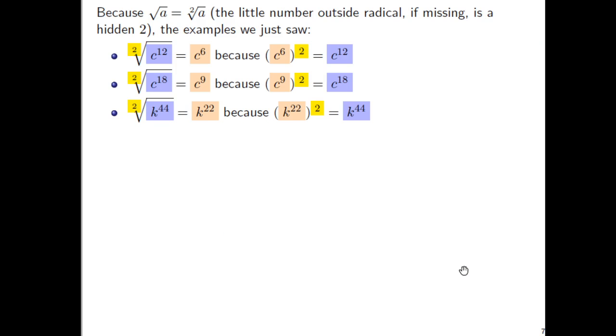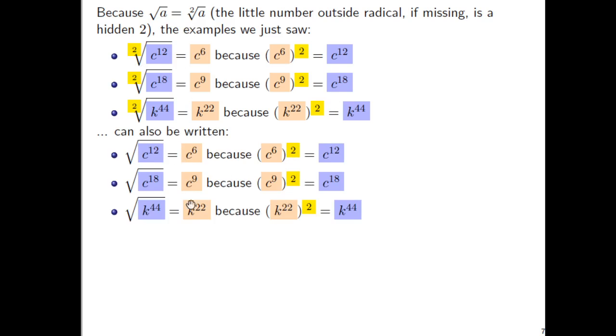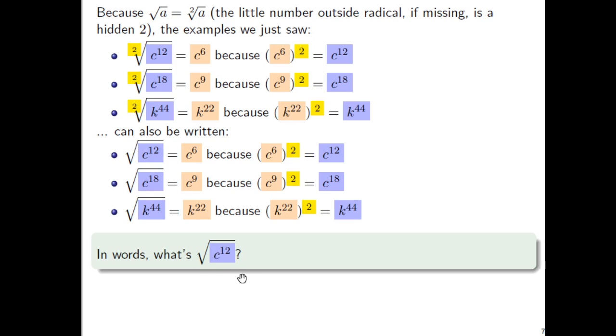Because if you leave out the little tiny 2 right outside the root symbol, it's just assumed to be a 2. It's a hidden 2. So the examples that we just saw, which I just pasted from the previous slide, can also be written without the little yellow 2 just right outside the radical. In the because, there's still the exponent 2 because there's really a 2, it's just hiding.